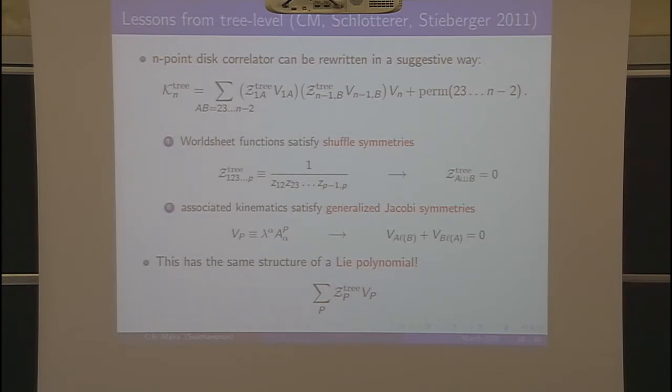Okay, so now you have to look at the n-point correlator at tree level that we computed together with Stefan Stieberger in 2011. If you stare at the correlator that we found back then, and then you rewrite it in a suggestive way like this, you will notice that the functions at tree level that we have in the paper are these ones, and they satisfy the shuffle symmetries.